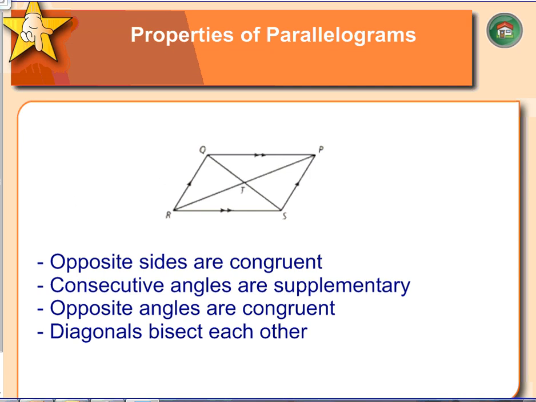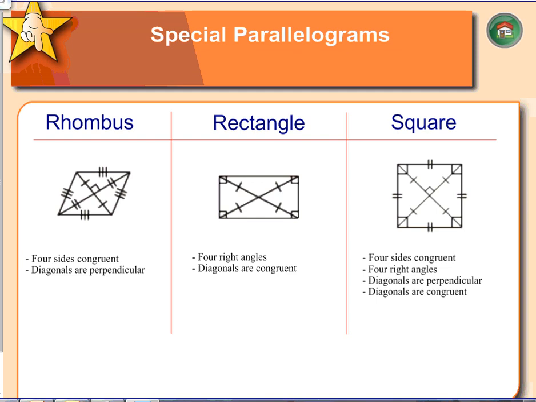From here we have those special parallelograms. We have rhombuses, rectangles, and squares. And each one of these has their own separate classifications. The rhombus is four-sided and congruent. The diagonals are also perpendicular, so they create 90-degree angles.